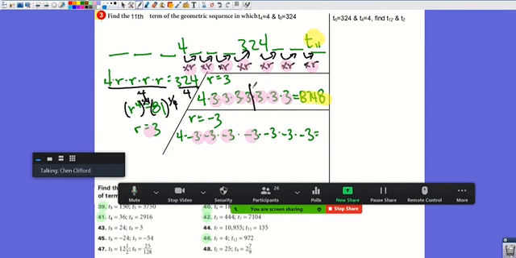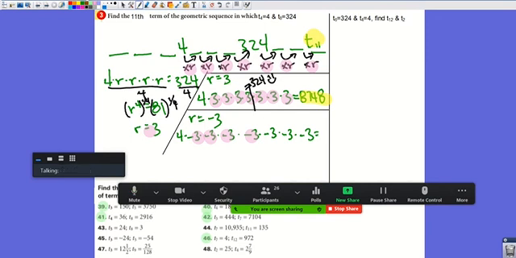When I do 4 times 3 times 3 times 3 times 3, just like it's 4 times here, you multiply by 3 four times. Does it equal 324? The answer is yes. So that means r equals 3 is an answer.